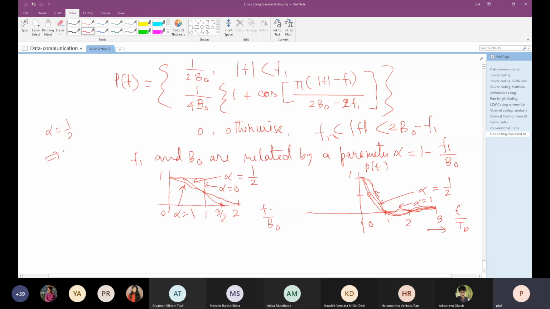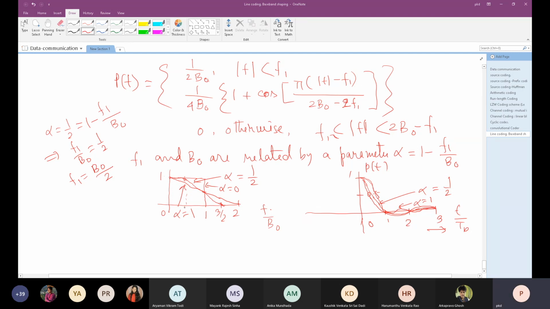that is half equal to 1 minus f1 by b0. So f1 by b0 equal to half. Okay, so f1 equal to b0 by 2. So f1 by b0 is equal to half. So this is equal to half actually.